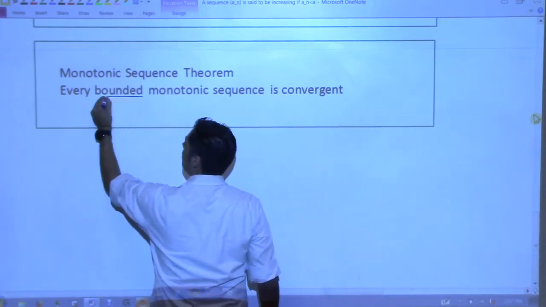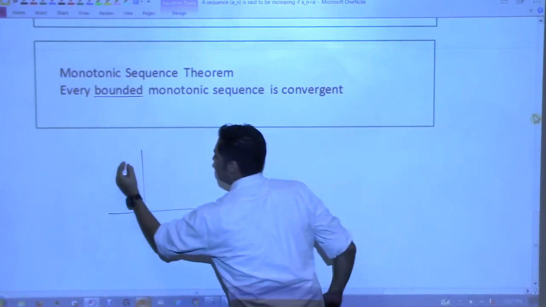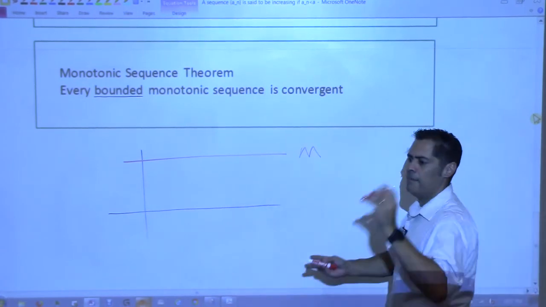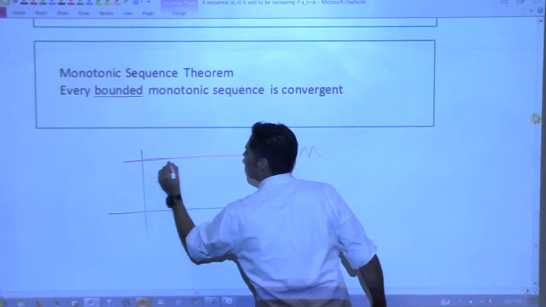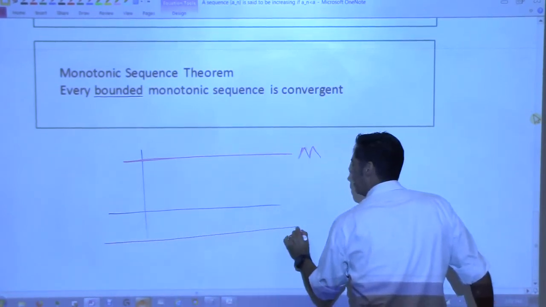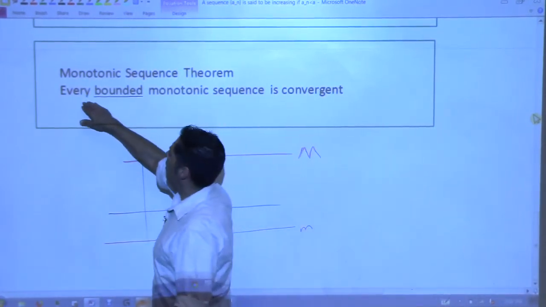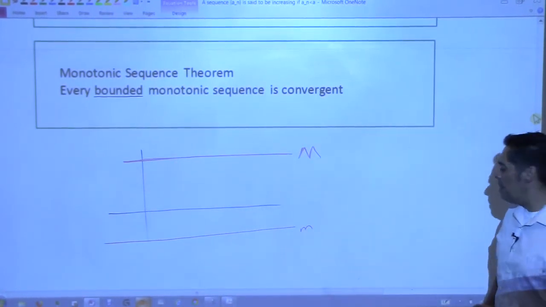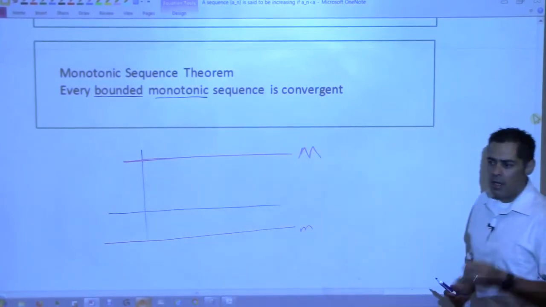This right here is a very strong condition. That says that our sequence is stuck between a capital M and a little m, right? So this theorem says every bounded, so this would be a bounded sequence, both an upper and a lower bound, every bounded monotonic sequence. Monotonic means what? It's either increasing or decreasing.